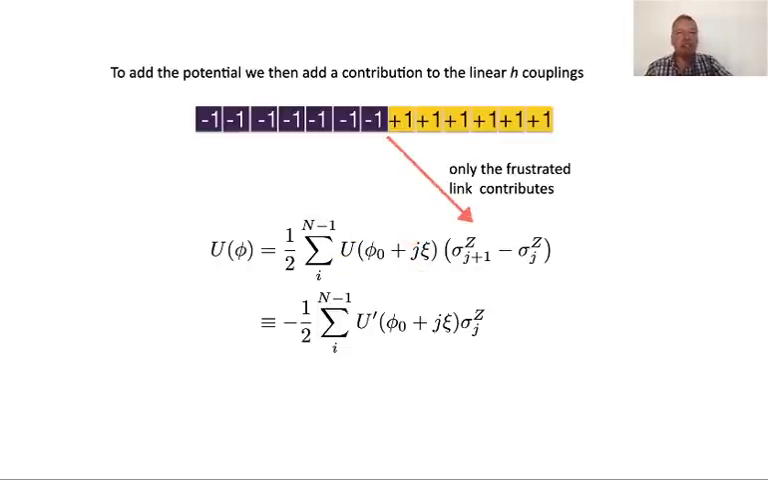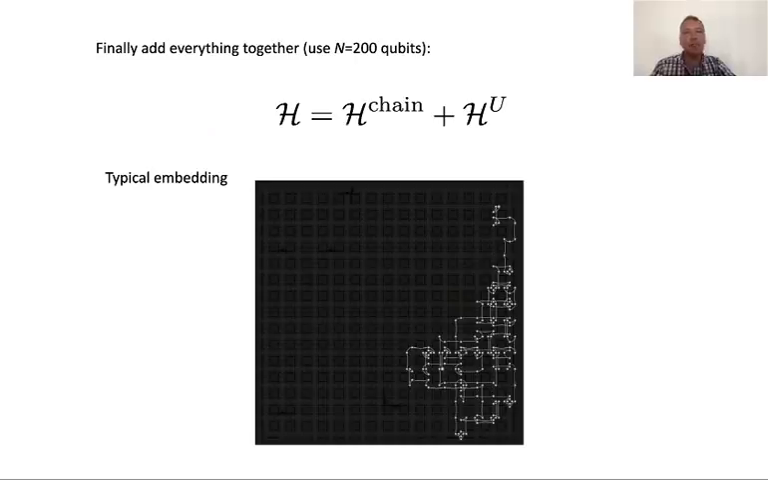So that's the u of phi 0, the field value, phi 0 plus j psi. If you look at that, this is actually equivalent to the derivative du by dx at that point, du by d phi. So the potential just ends up as a linear term on the annealer, those H couplings, and that's all we do. We add those things together into the Hamiltonian.